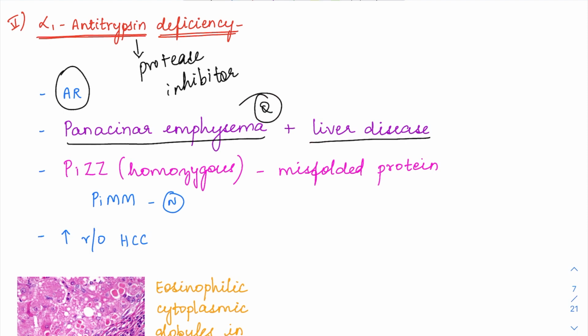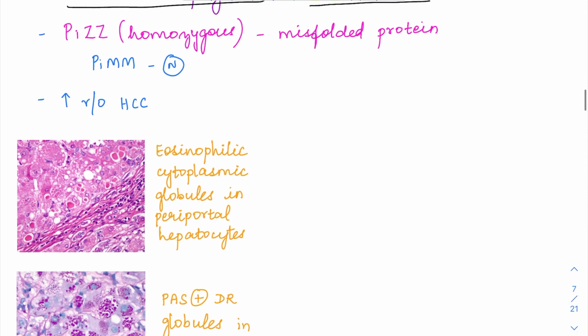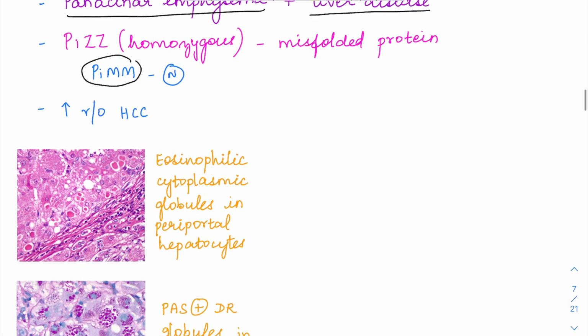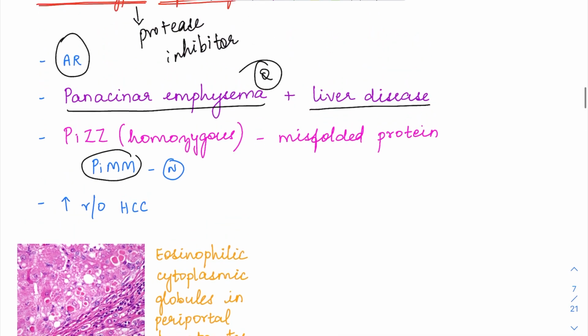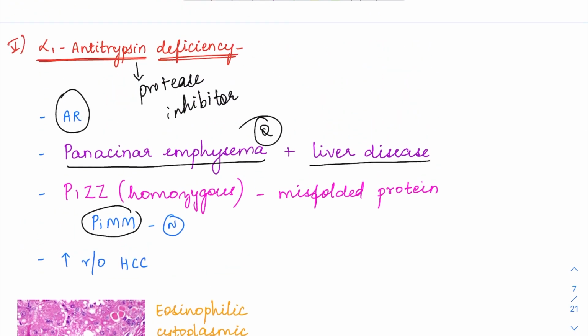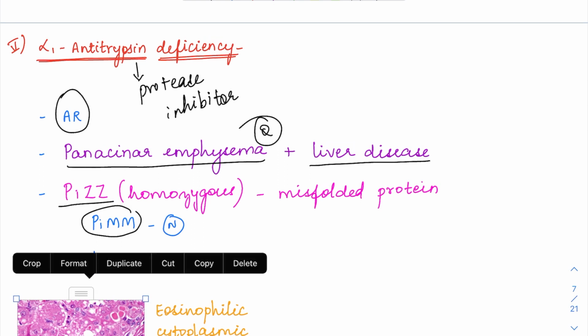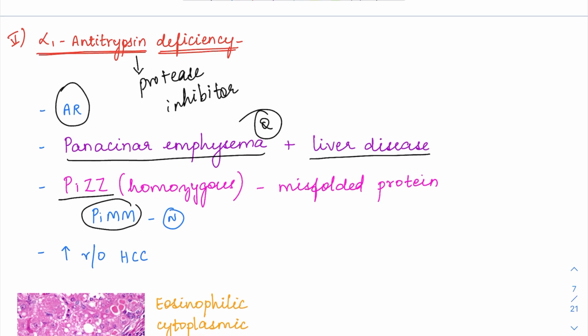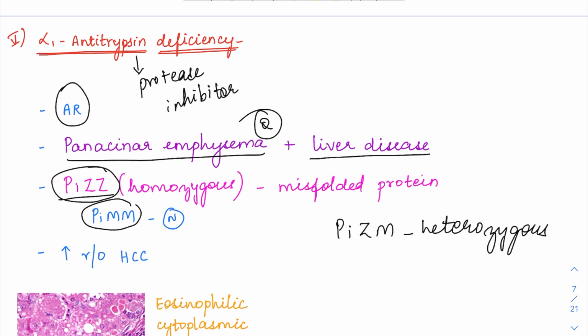Along with that, in the liver, it can cause a liver disease. So the normal protein is going to have the PiMM phenotype. When it is deficient, it is going to be represented as PiZZ. Since only the homozygous state can present in an autosomal recessive condition, it has to be PiZZ. While PiZM is also there, which is a heterozygous state, and this will not have the classical features of alpha-1 antitrypsin deficiency. So it is the PiZZ homozygous state which is going to cause the disease.